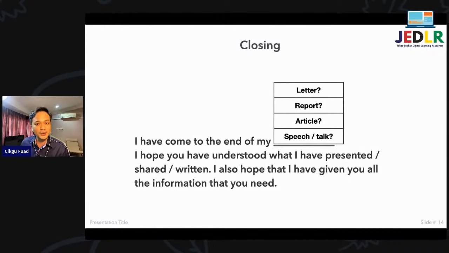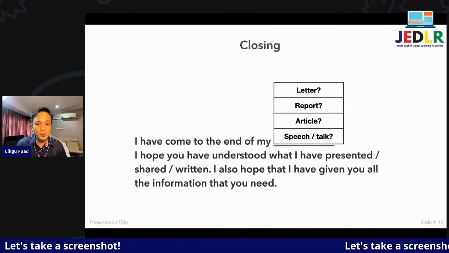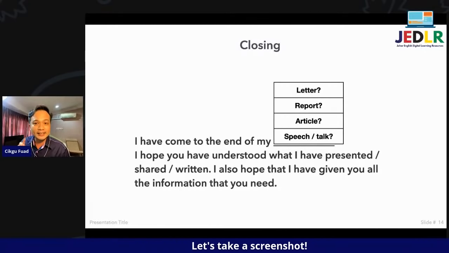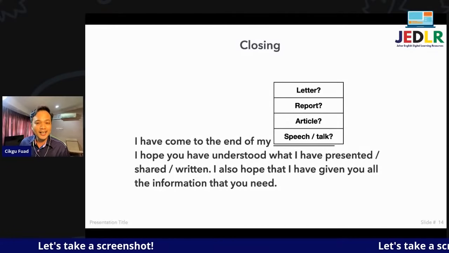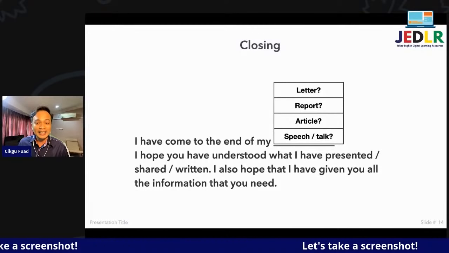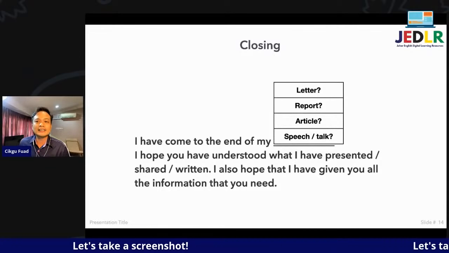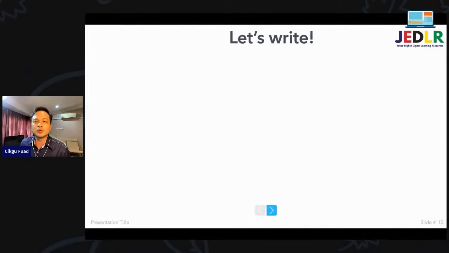Okay, this one you can use. Remember this one. Take a screenshot and you can use it for every single format. You can use it for letter, report, article, speech and talk. Easy, isn't it? Okay, senang aja. Don't worry. Now let us write. Now let's go to writing.